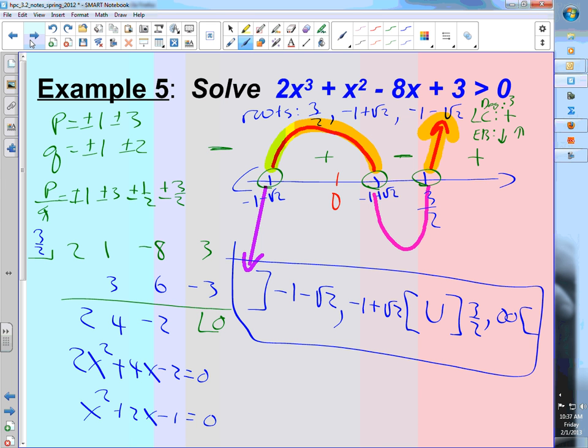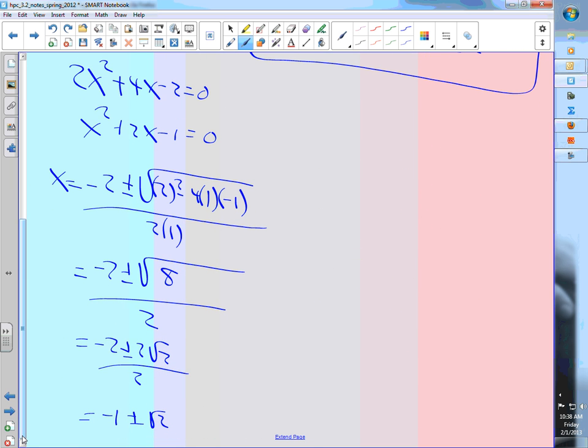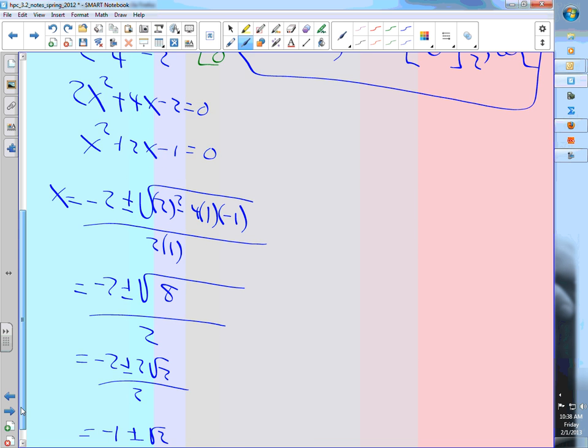3 over 2 is one of the rationals that does work. In fact, it's the only rational that works, so you may have had to go all the way through, because I know you would try plus or minus 1 and plus or minus 3 first. But 3 over 2 ends up being your 0, leaving you with 2x squared plus 4x minus 2, which unfortunately you have to use the quadratic formula on to get the other roots. Again, it's just time, it's not difficult. So I divided out the 2, and then went quadratic formula and got negative 1 plus or minus root 2.